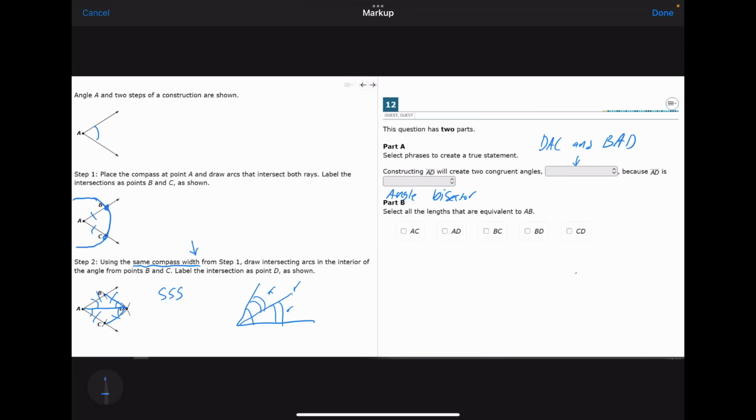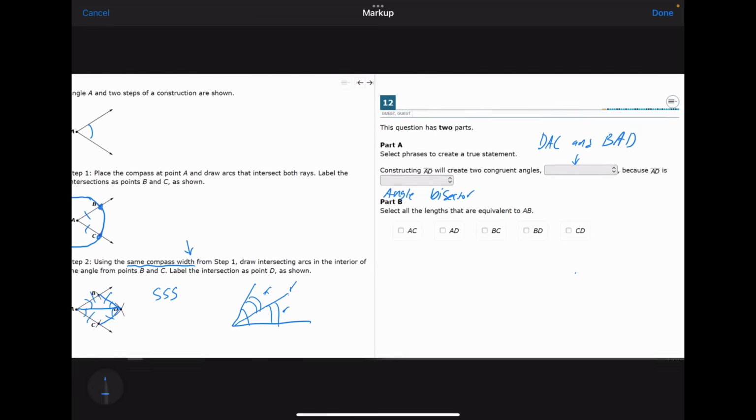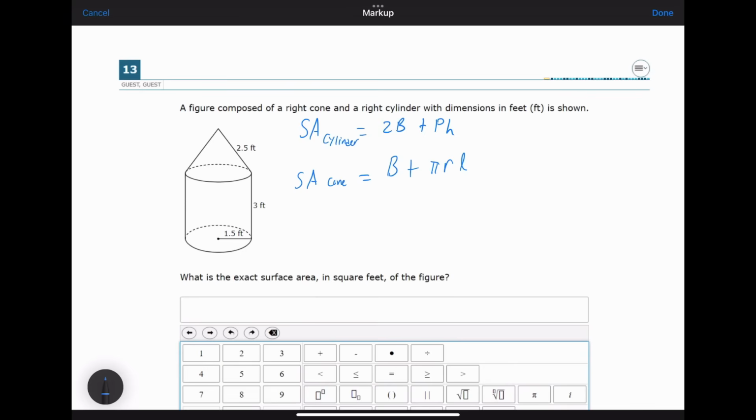A to B and A to C are equal, and then we took that distance from B to D and C to D. So all that being said, all of the sides of this four-sided shape that we ended up generating are going to be equal, and that is AC, BD, and CD are all equivalent to AB. So that is question number 12.